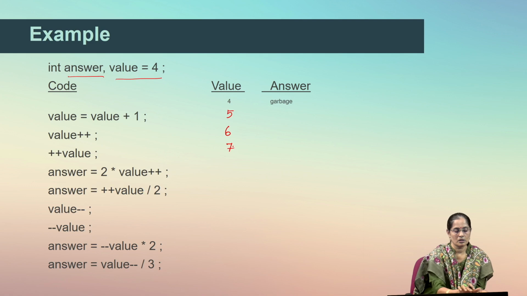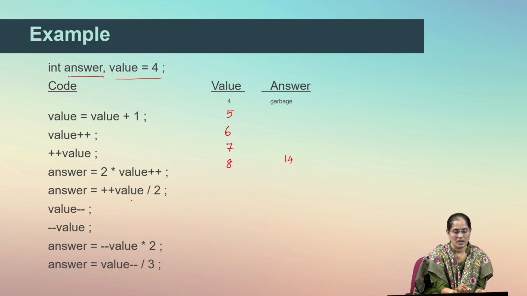Now, we are applying the variable answer, using an expression here: answer equal to 2 into value plus plus. So, the value remains 7, answer now becomes 2 into 7 which is 14. After the execution, the value now becomes 8 because it is incremented then.